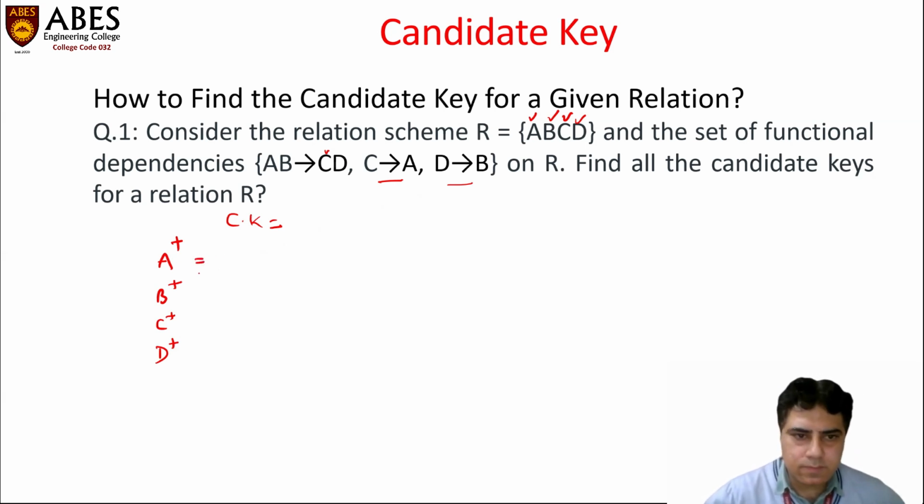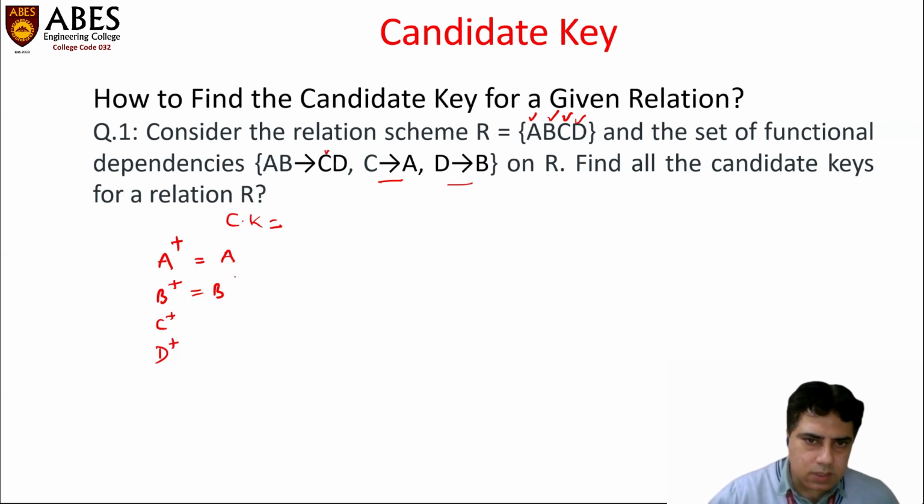Now find out the attribute closure of A. A to A, we can determine A. There is nothing further that can be determined from this. Now from the closure set of B, we can determine B.